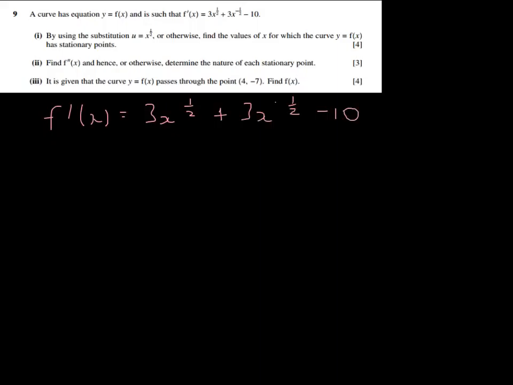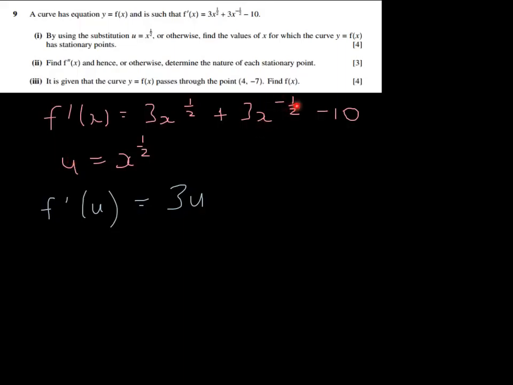And all we're going to do now is use the substitution they've given us. So u is the same as x to the power of a half. I'm going to go back to this expression here, and whenever I see x to the power of a half, I'm going to replace it with a u. That does mean that our function is now in terms of u. That kind of makes a funny acronym. But anyway, if I replace it with a u, that's going to be the same as 3u. So all I've done here is taken x to the power of a half and replaced it with a u.